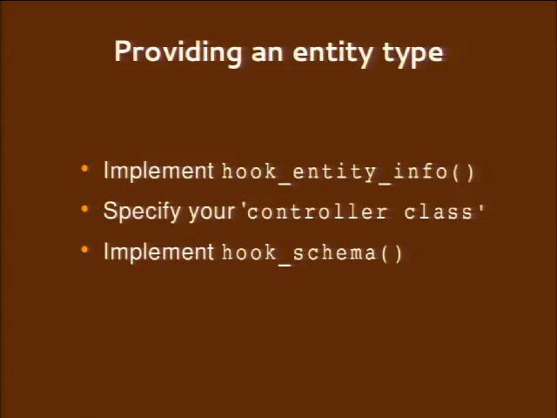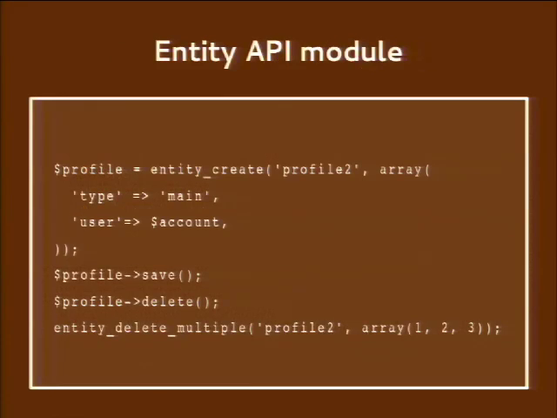In core, there's a controller class which you can use, and if you use that one, you basically get entity loading. Then the entity API module provides another controller you can make use of, and if you use that one, you will receive full CRUD functionality. So for example, given this code here, which is from the profile 2 module, will automatically work also for your new entity type once you use the entity API module provided controller.